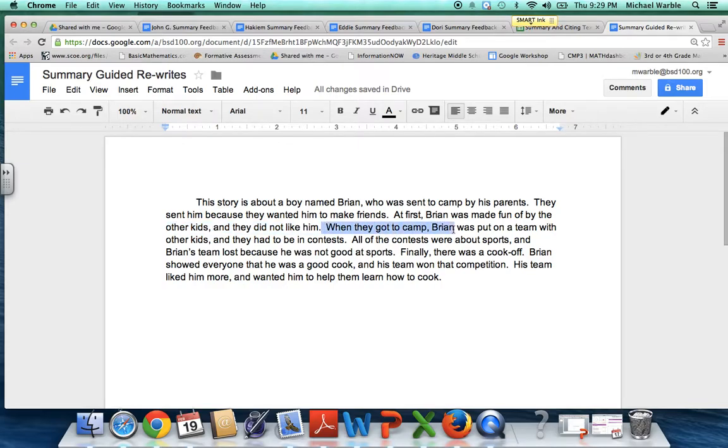When they got to camp, Brian was put on a team with other kids, and they had to be in contests. All of the contests were about sports. And Brian's team lost because he was not good at sports. Finally, there was a cook-off. Brian showed everyone that he was a good cook, and his team won that competition. His team liked him more and wanted him to help them learn how to cook.